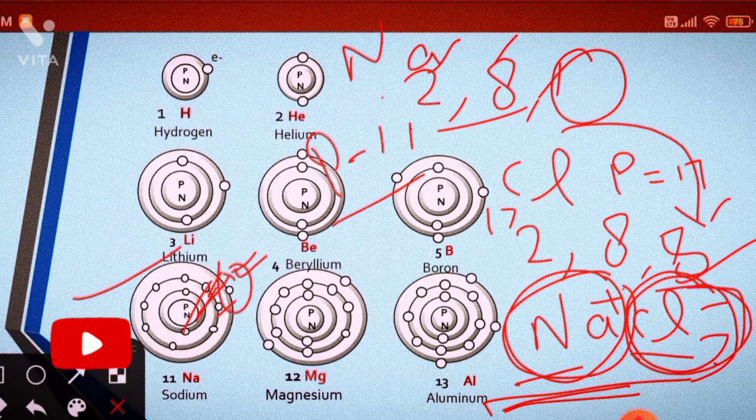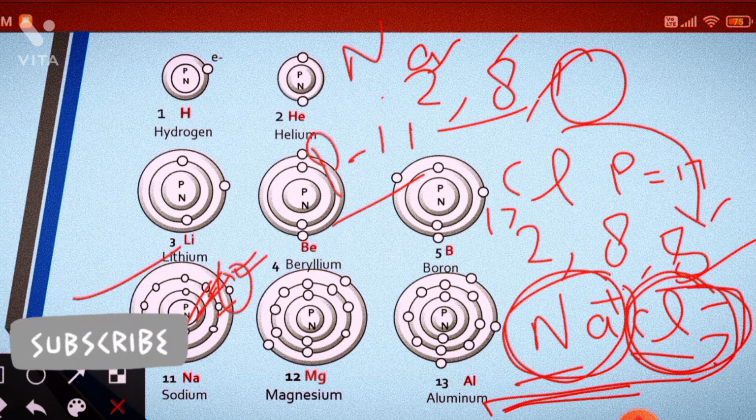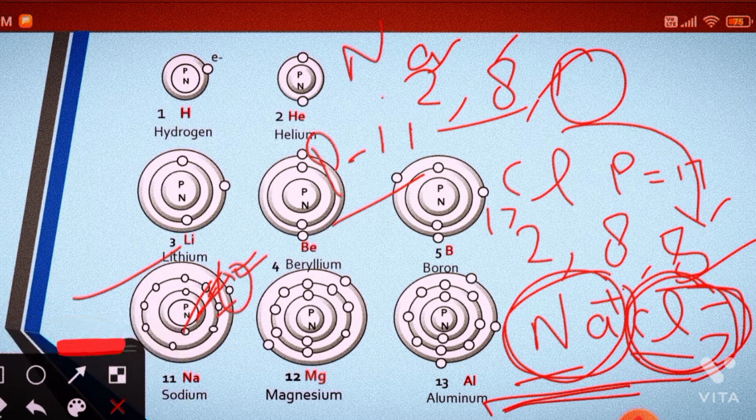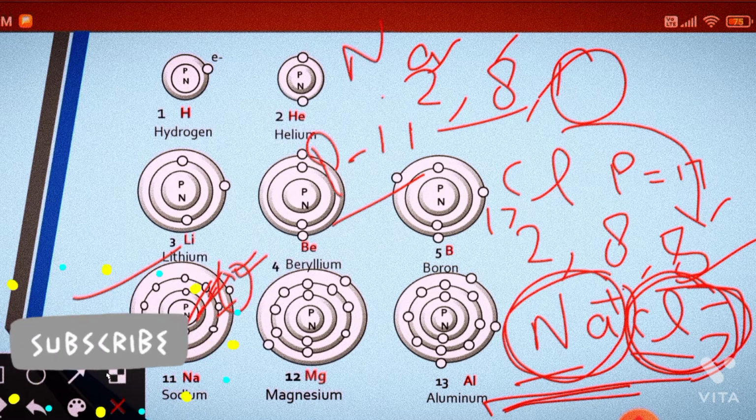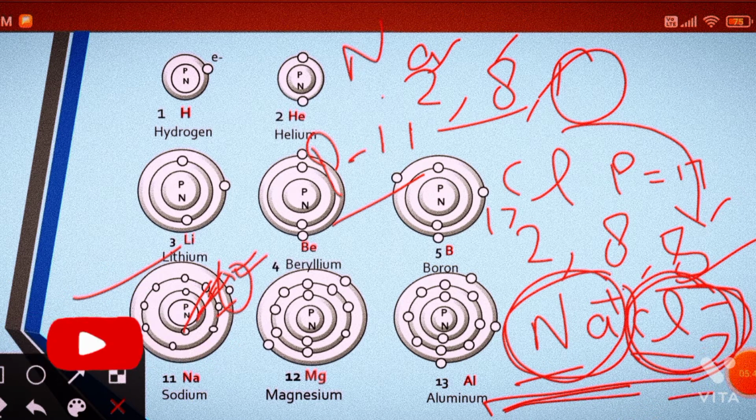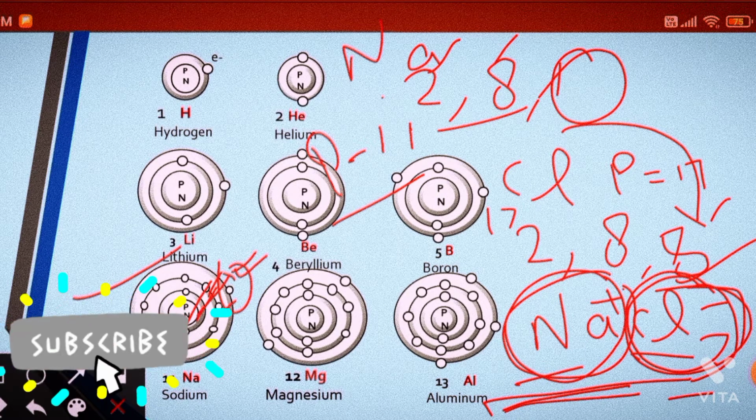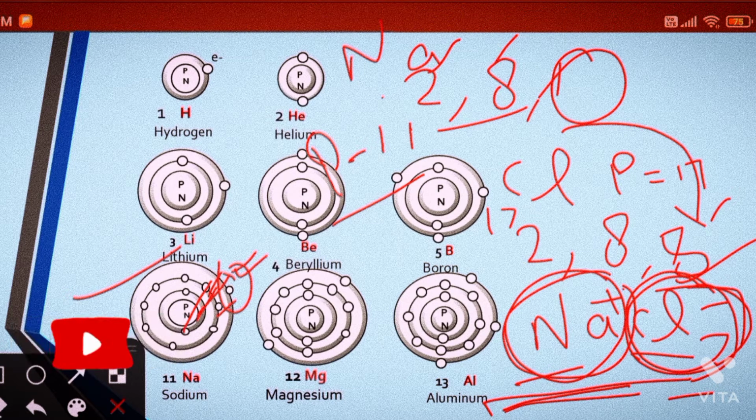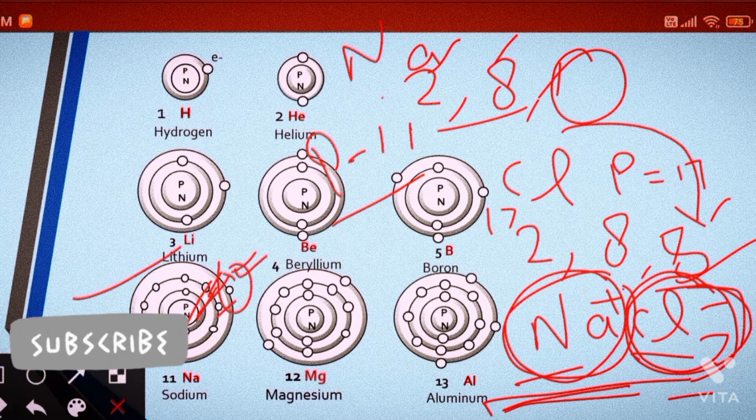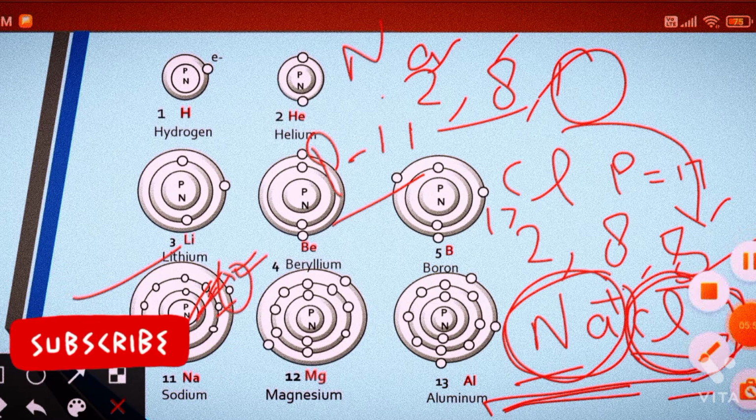Okay, now here sodium is donating the electron, but who is getting the electron? Chlorine is getting the electron. So chlorine is called electronegative. Why? Because it is forming a negatively charged particle by taking one electron from sodium. So the nature by which sodium donates the electron is called electropositivity, and the nature by which chlorine takes the electron from sodium is called electronegativity. I hope now you have understood the concept of electropositivity and electronegativity.